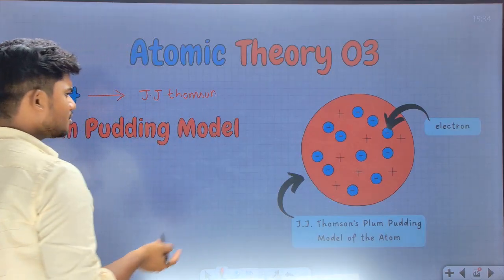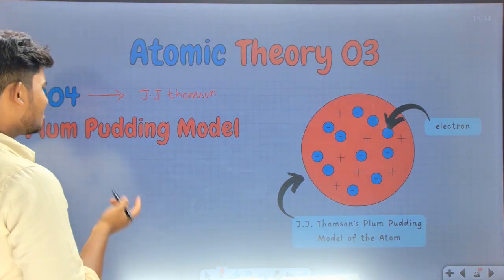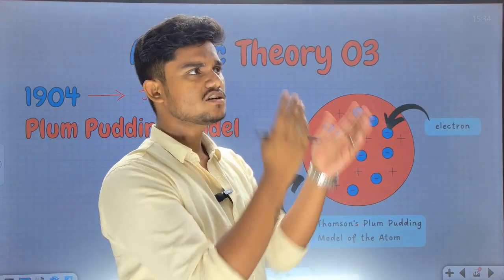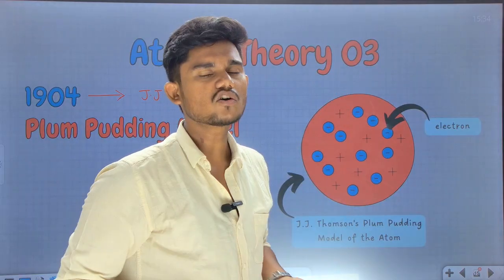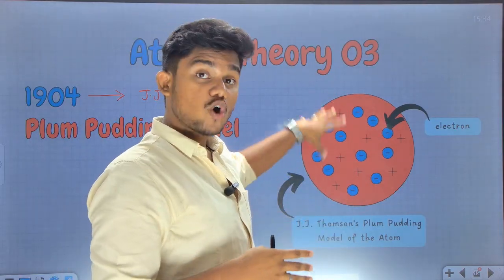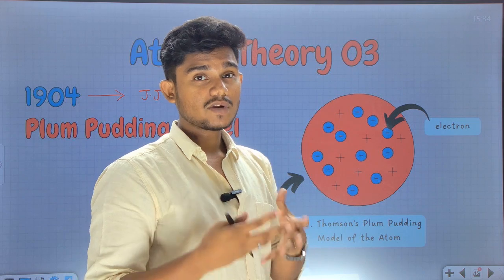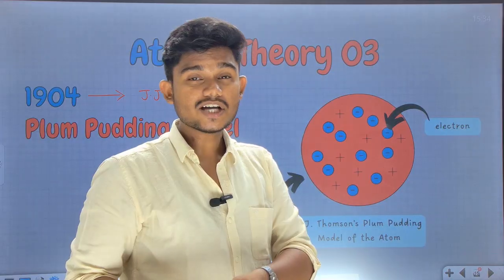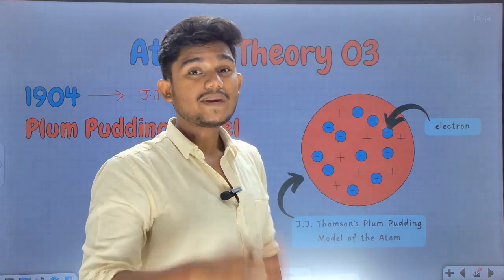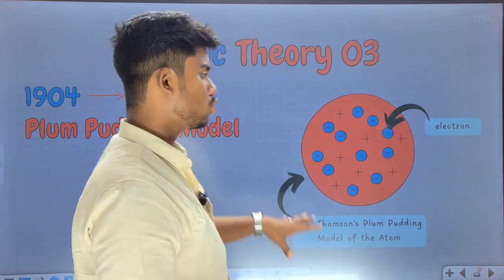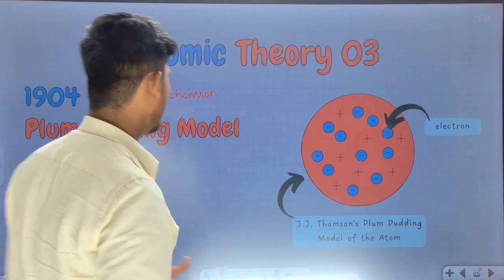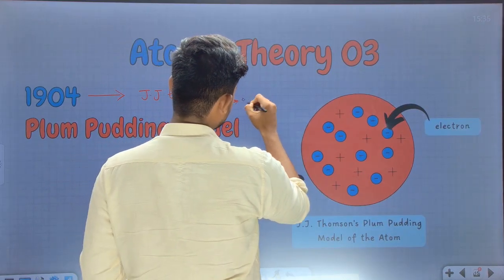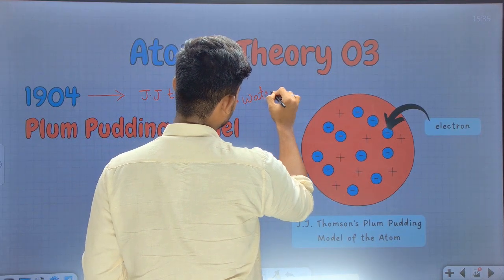The plus point of this model is that it explains electrical neutrality. In John Dalton's model, it was just a solid sphere that didn't even introduce the concept of charges, but Thomson's atomic model introduced charges, and it didn't only introduce charge, but also explained its electrical stability. So, what exactly was the plum pudding model? In terms of Indian conditions, you can say it resembles a watermelon model.